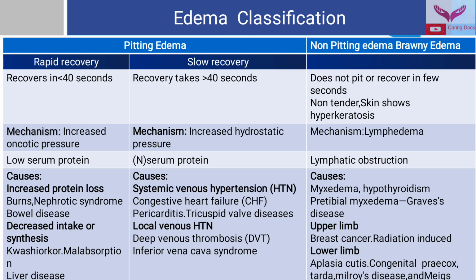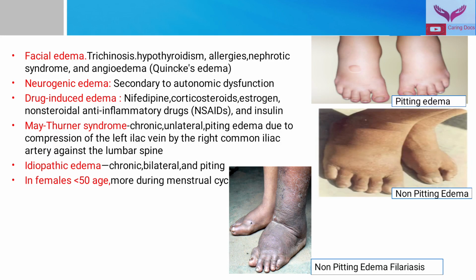When the upper limbs are involved and show non-pitting edema, the probability can be of breast cancer or radiation induced, and lower limb non-pitting edema may be seen in patients with aplasia cutis, congenital praecox, Milroy's disease, and Meige syndrome. Facial edema is seen in trichinosis, hypothyroidism, various allergies, nephrotic syndrome, and angioedema. Neurogenic edema may be secondary to autonomic dysfunction.